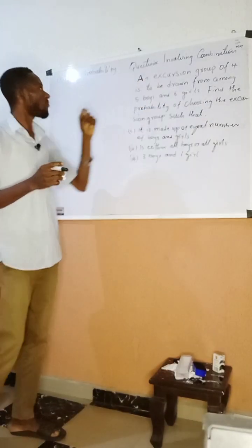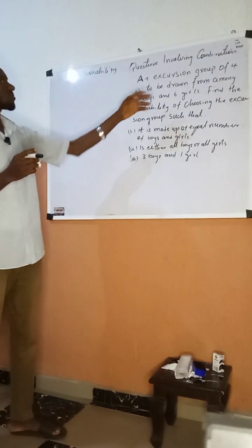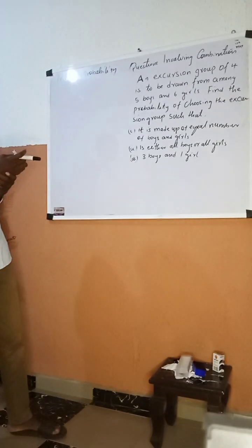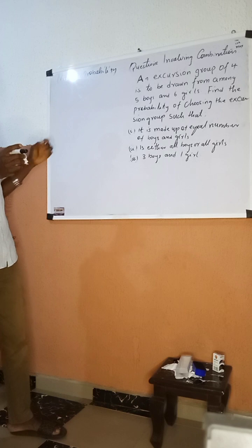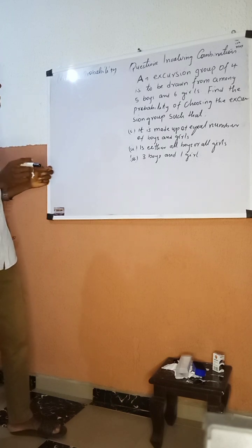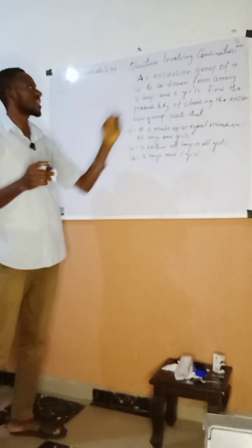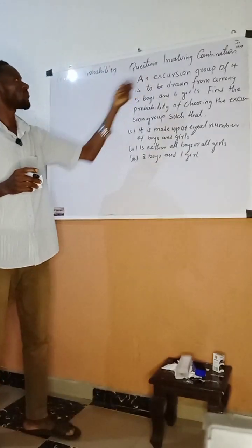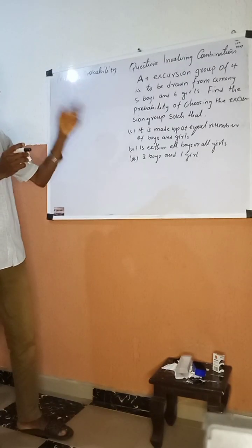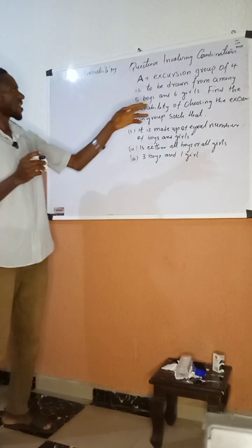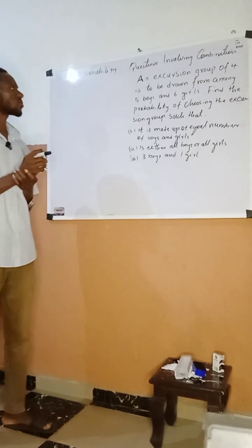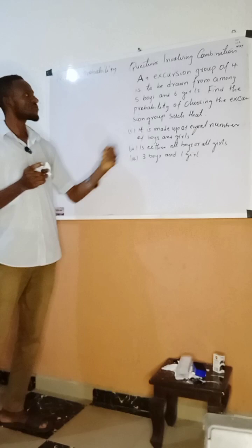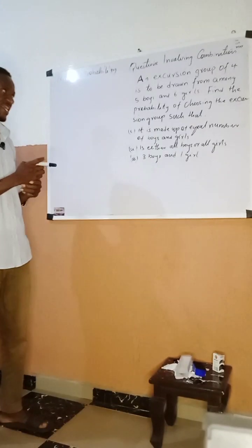an excursion group of four is to be drawn from among five boys and six girls. That is, from amongst two groups containing five boys and six girls, a group of four persons will be selected to go for an excursion. The question goes further to say, find the probability of choosing the excursion group such that it is made up of equal number of boys and girls.